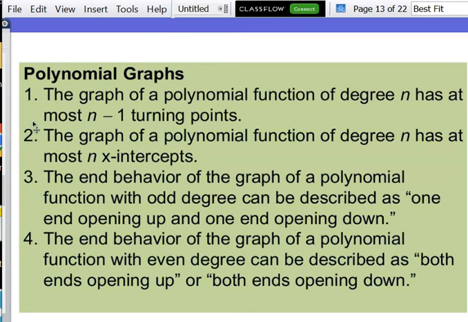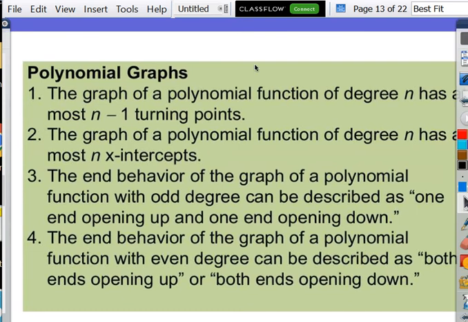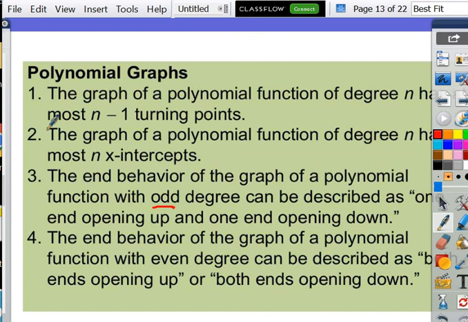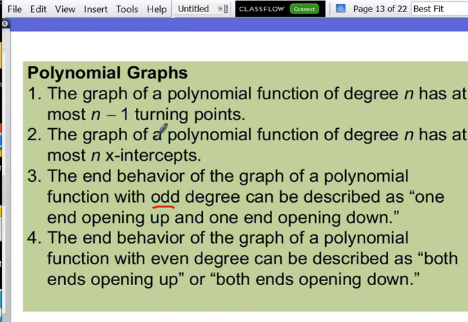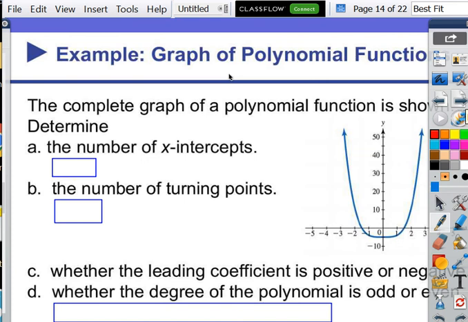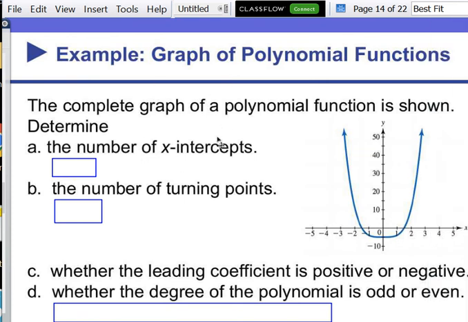The end behavior, if the degree is odd, that's an important point right there. If it is odd, they will have one end up and one end down. And if it's even, both ends are up or both ends are down. Let's take a look at a couple specific examples. So first of all, we've got this shape here. Now don't try to guess too much what the equation is before you answer parts A through D. So part A, how many x-intercepts does this have?